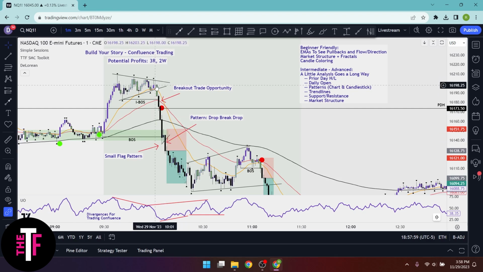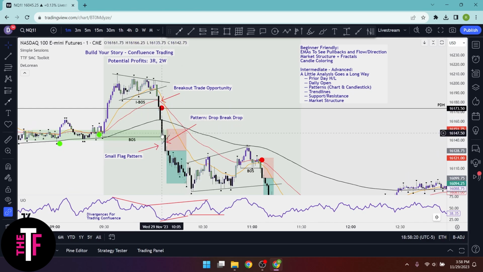What that is showing you is that you've had strong momentum, a very brief pause, and then strong momentum potentially coming in to continue the downward move. Again, drop, break, drop, drop, pause, break in the middle, drop again, okay? That also produced a small flag pattern. So that's a way to confluence the trade.